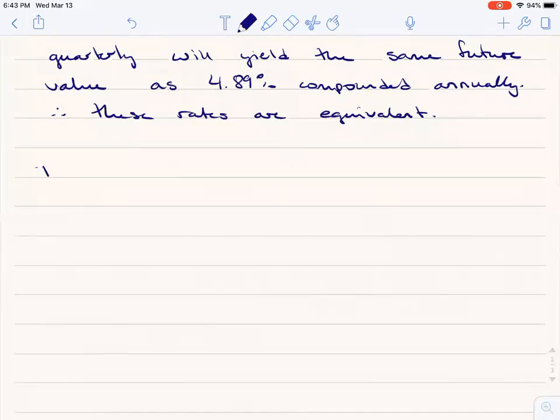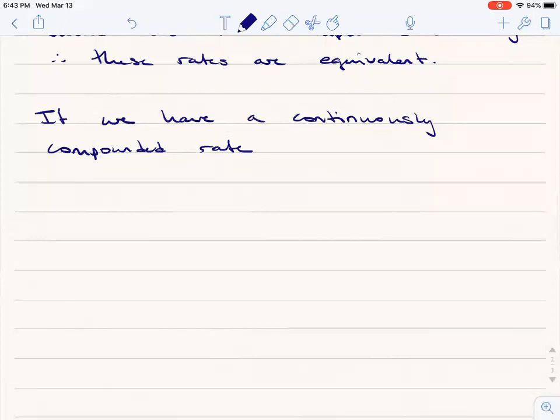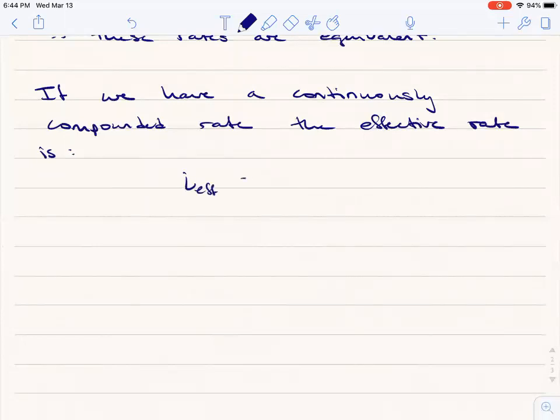And so if we have a continuously compounded rate, the effective rate is e to the power of r minus 1. And this is on your formula sheet.